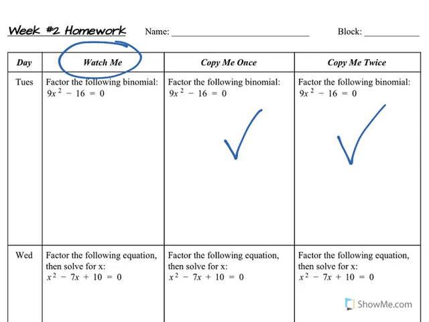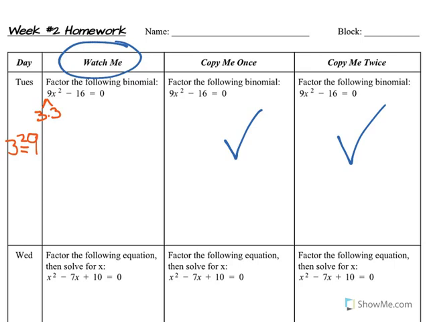So what you do in this situation is you just break it down and say what number squared, or what number times itself, is 9. Well, 3 times 3 is 9. We can also say that 3 squared is equal to 9.